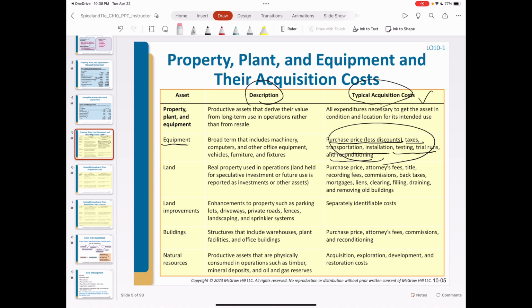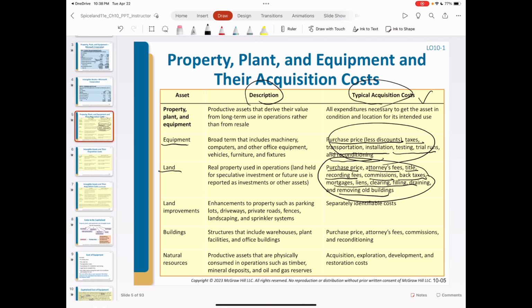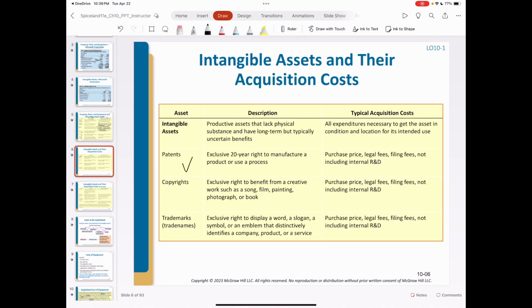The next example is land. When the company purchases land, it reports the purchase price, attorney's fees, title fees, recording fees, commissions, back taxes, and so on and so forth. These expenditures are all part of the acquisition cost, or the book value of the assets when they are acquired. You can read the descriptions for the following long-term assets, also the intangible assets.